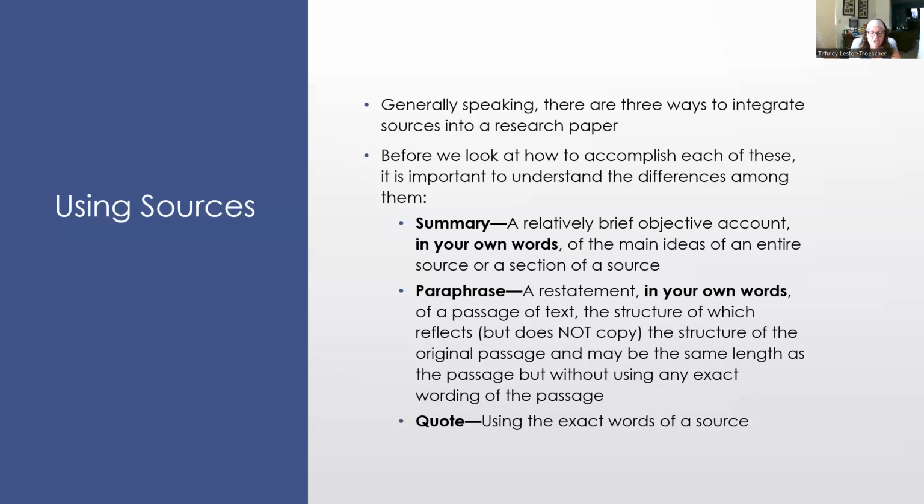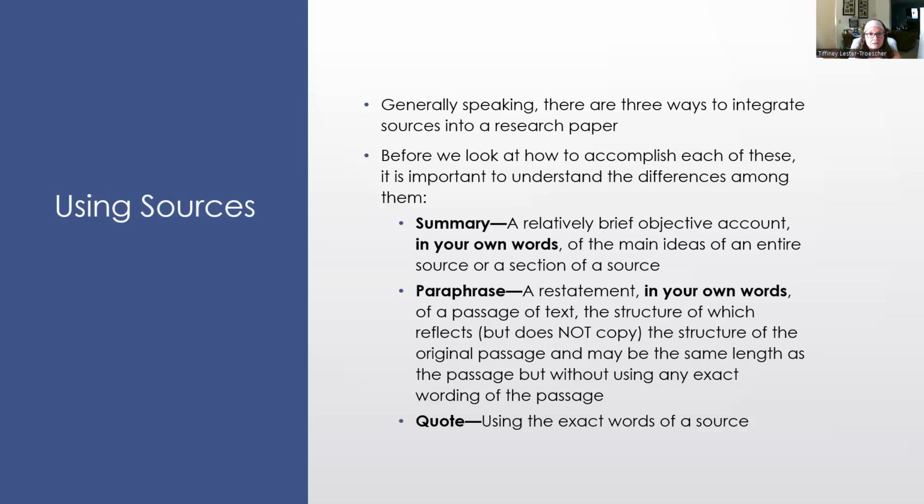So there are 3 ways that you can incorporate source material into your research paper. We're going to look at each one closely, but first we need to understand what the difference is among all 3. First, we have summary. It is a relatively brief, objective account in your own words of the main ideas of an entire source or a section of a source.